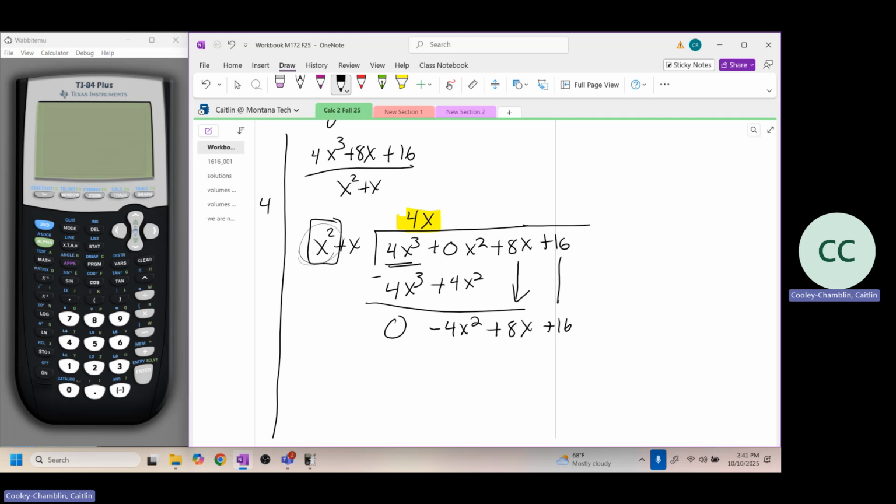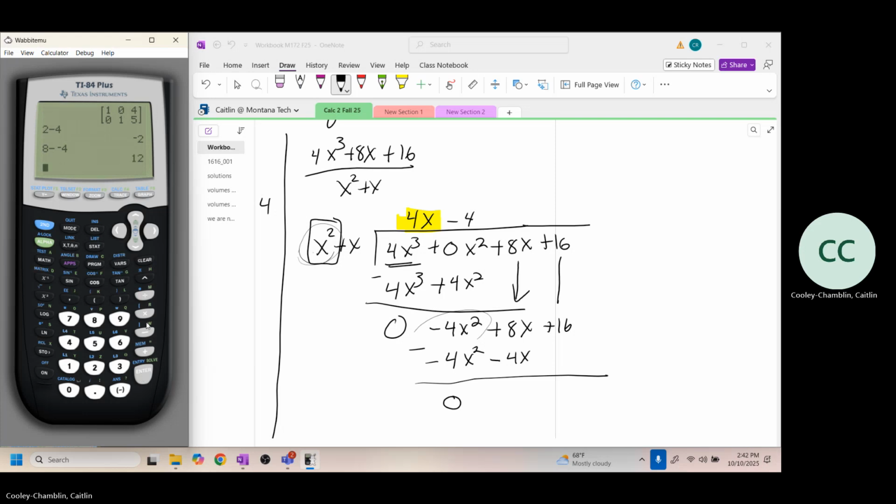So what times x squared gives me negative 4x squared? Well, I'm going to say negative 4. So negative 4 times x squared gives me negative 4x squared. Negative 4 times x gives me negative 4x. All right. Now I'm going to subtract these. Negative 4 minus negative 4 gives me 0. 8 minus negative 4, remember negative, negative, flip it. Feel free to use your handy-dandy calculator. 8 minus negative 4 gives me 12.